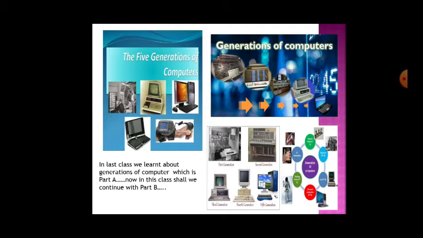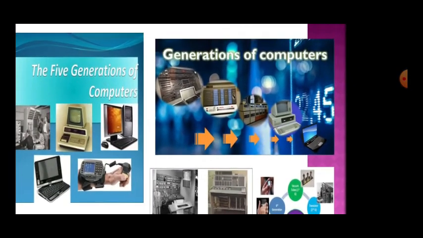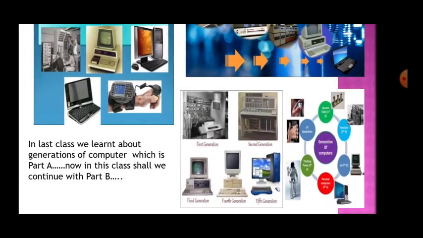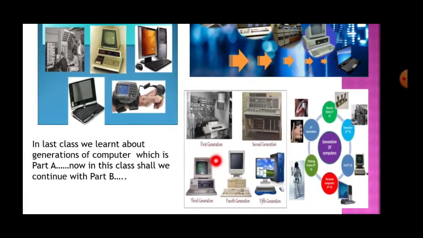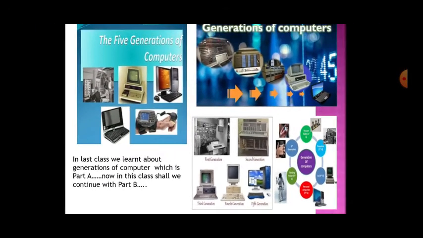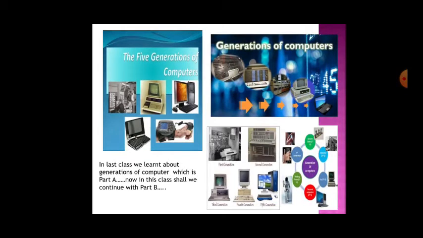So in the last video I sent, we talked about the 5 generations of computer. Now in this class we are going to continue with part B. Can you see in the image how the generations emerged? So this is the generations of the computer. In the image we see the first generation, second generation, third generation, fourth generation and fifth generation. This is the generation cycle of the computer. In the last class, that is part A, we learnt all this.